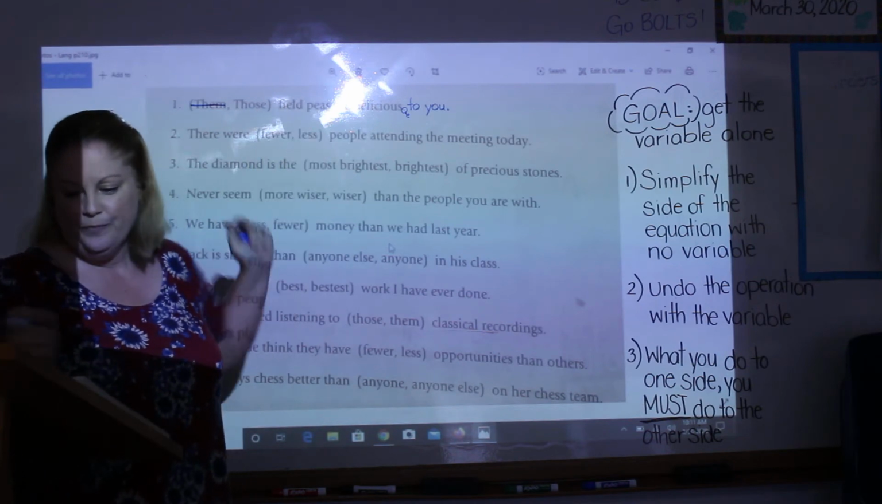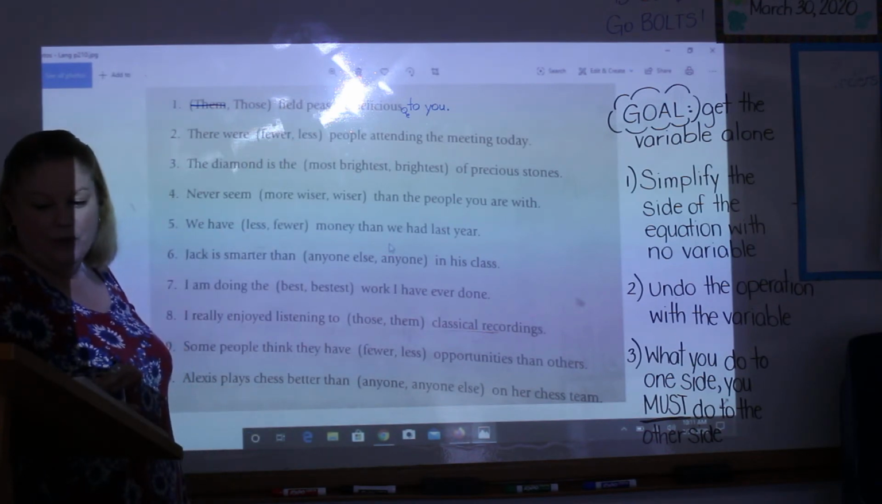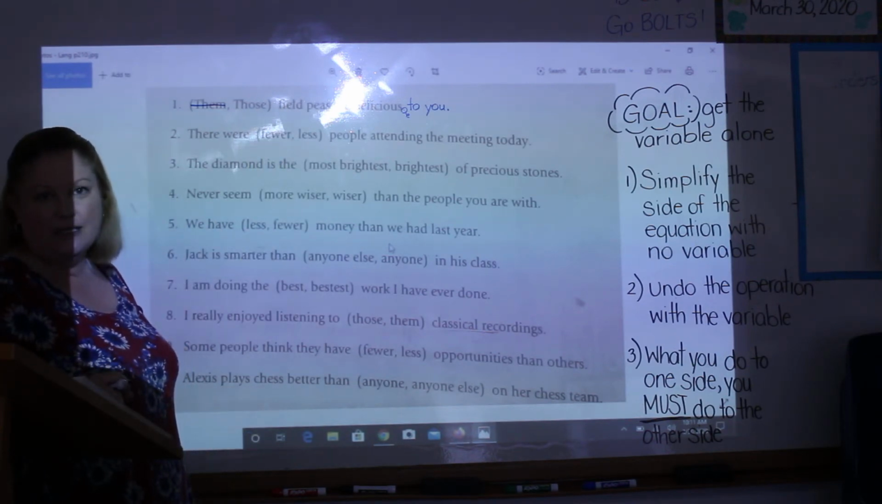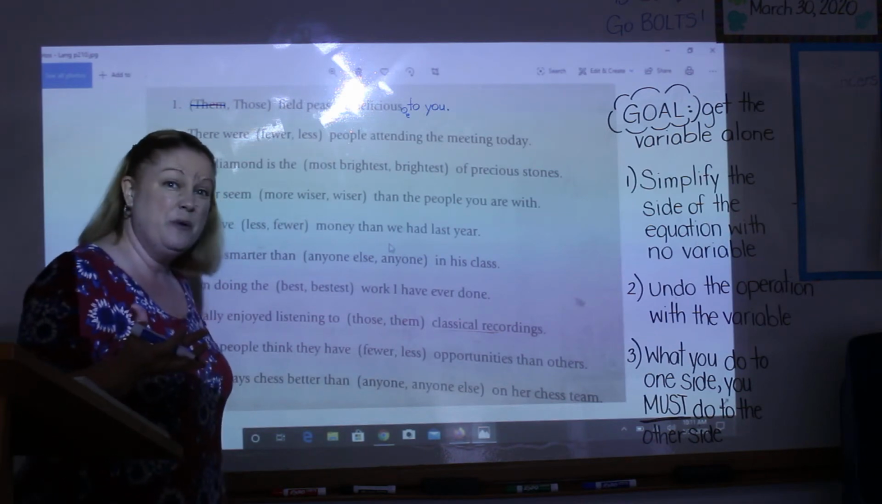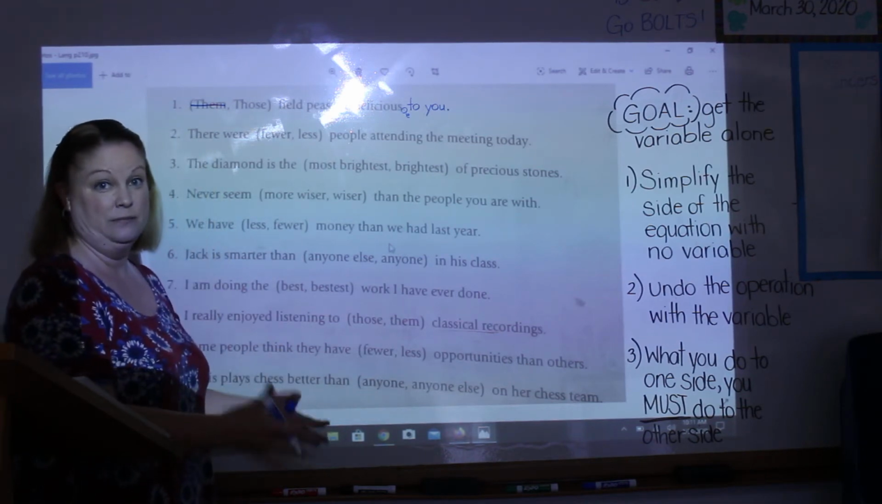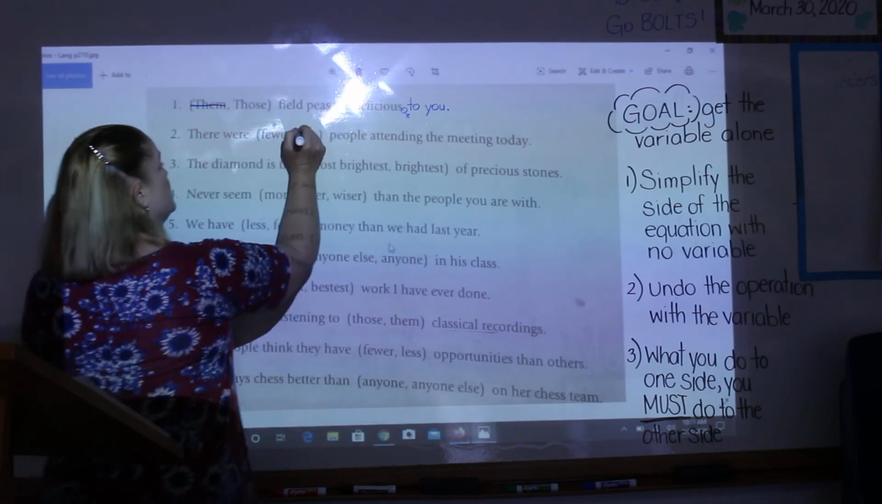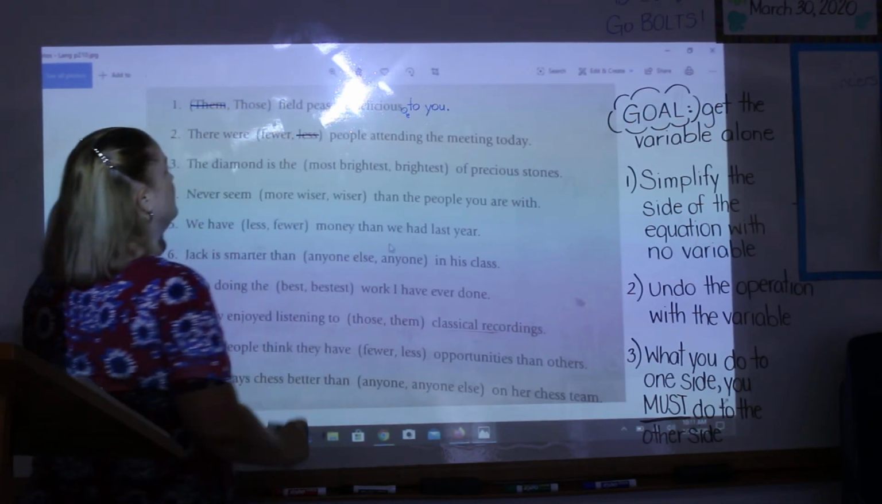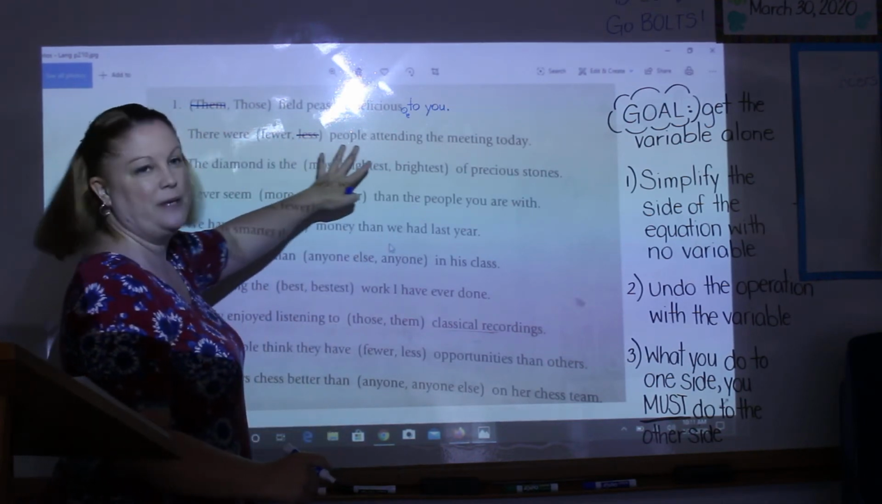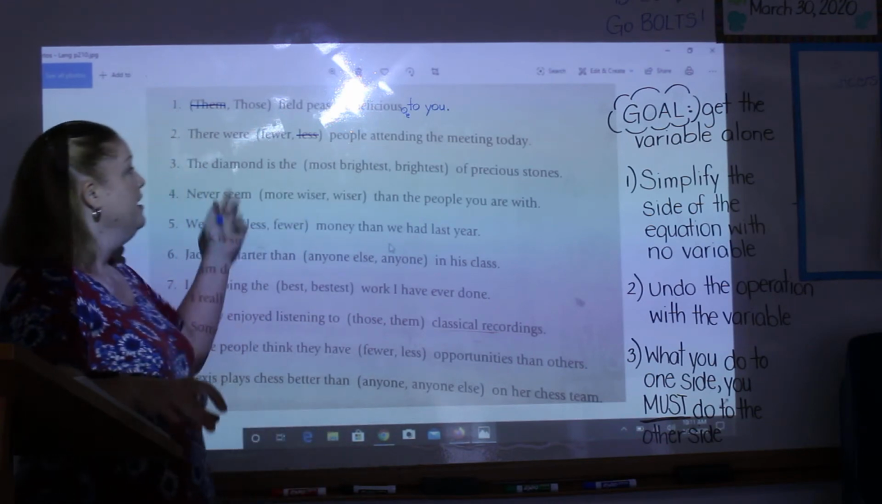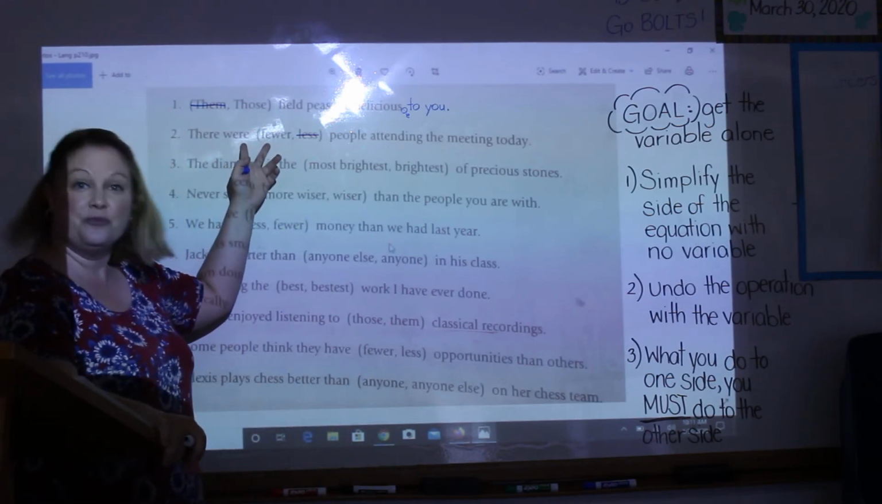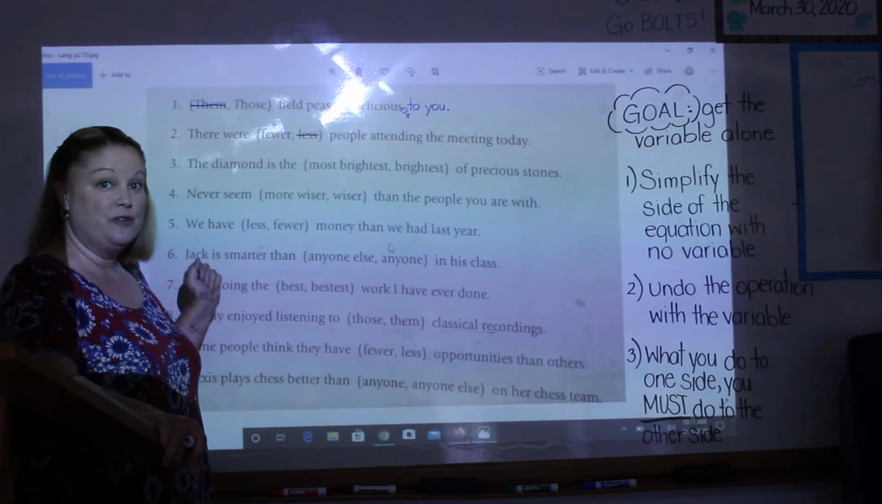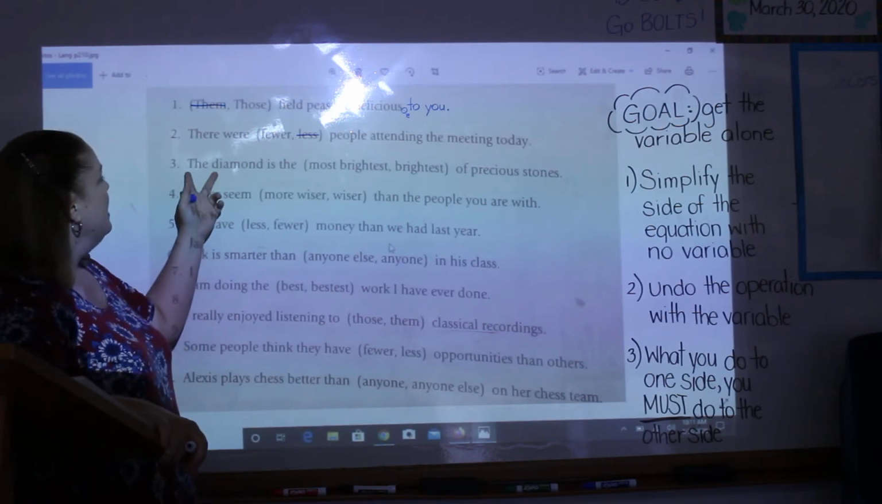Number 2, would you say there were fewer people or there are less people attending the meeting? Well, hopefully you remember we can count people. That's not a quantity, so we would want to use fewer. There were fewer people attending the meeting today. And sadly, this is a very true statement in the strange times that we're going through right now. How about number 3?